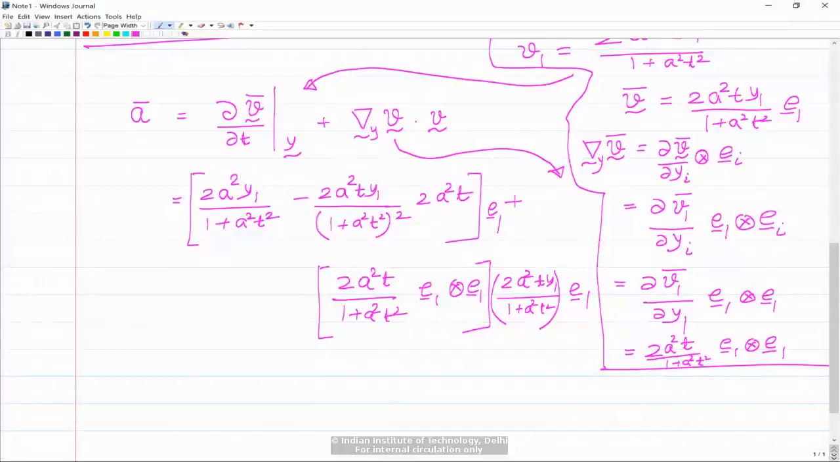Okay, so what do I do next? So over here, you have a second order tensor multiplied with a vector. So how do we multiply a second order tensor with a vector? That's where you have to know how that is done. And I guess I also discussed this in the last class.